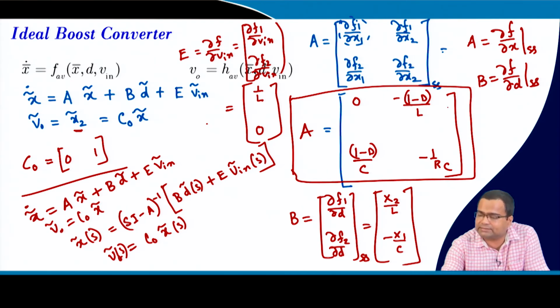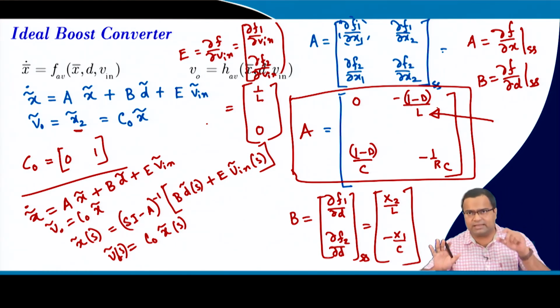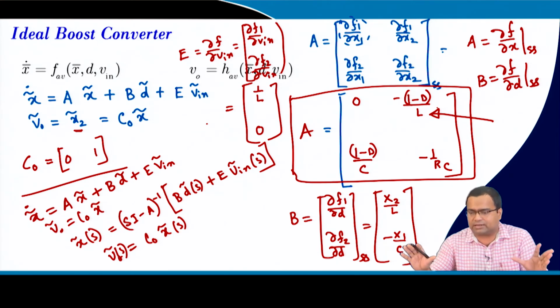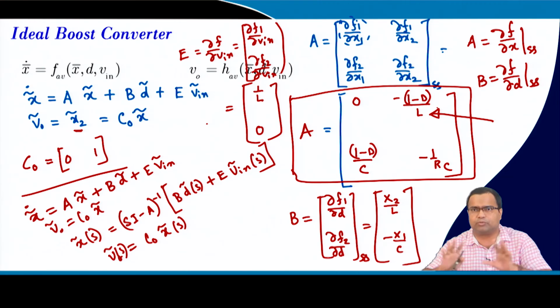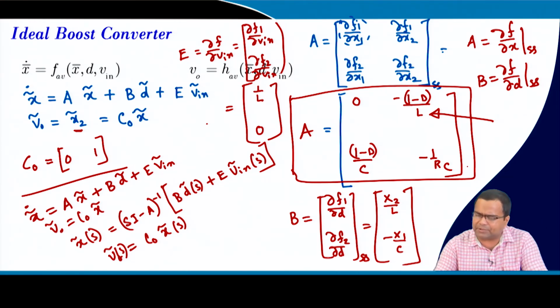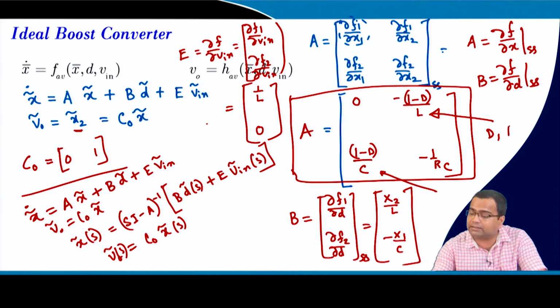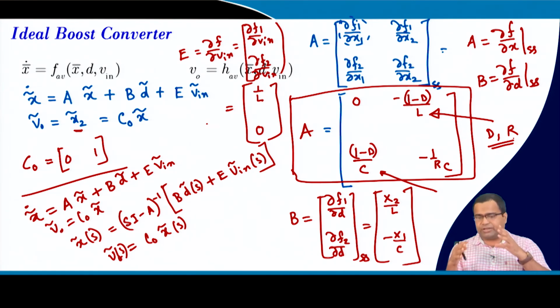So, the A matrix depends on the value of the inductor, which is generally fixed when the converter is designed, unless there is a variation of inductance when you operate close to the saturation point; otherwise it is more or less constant. Capacitance is also more or less constant, but D and R vary.